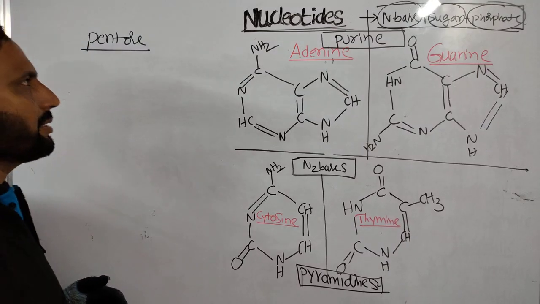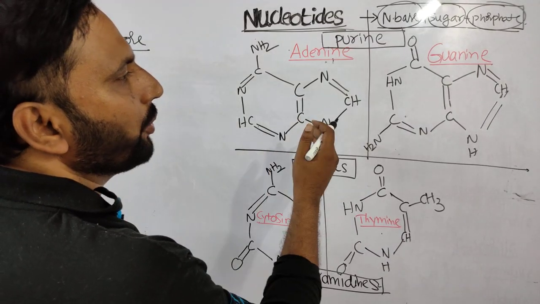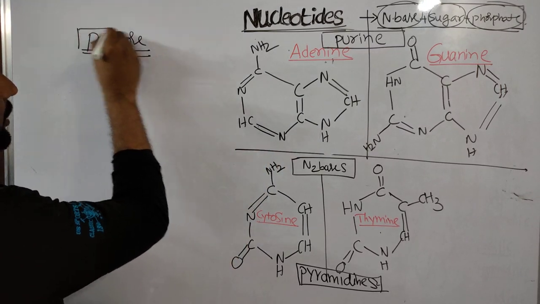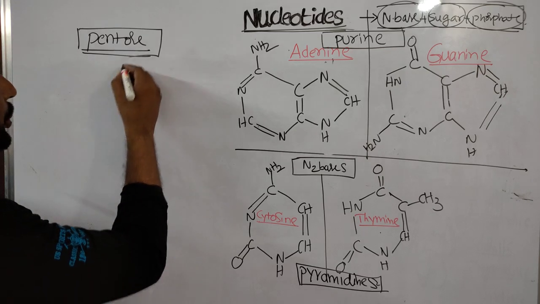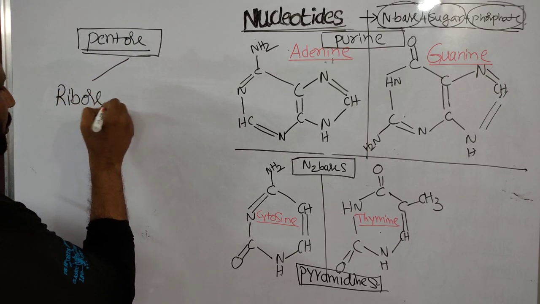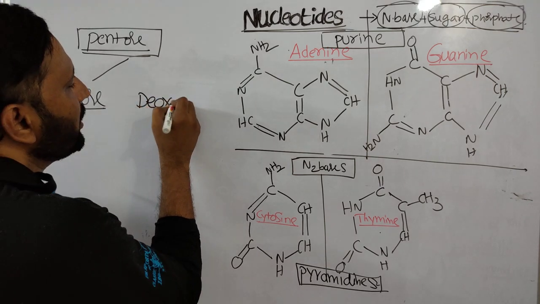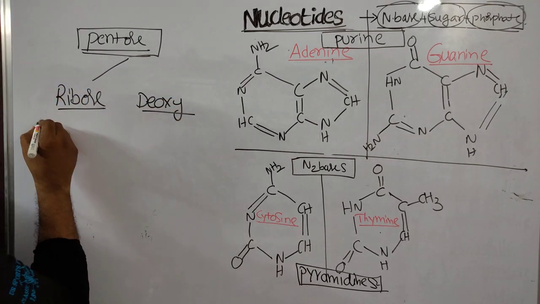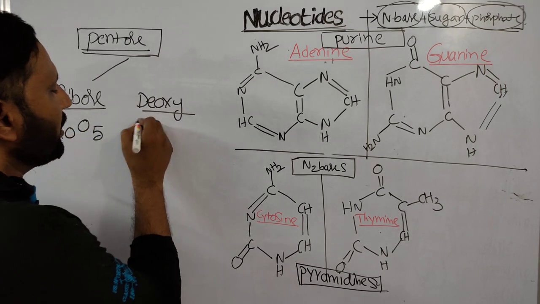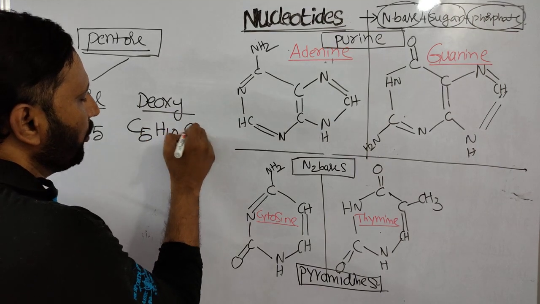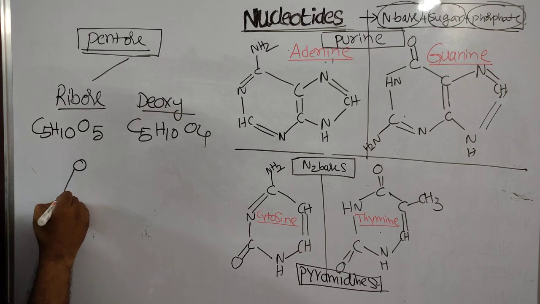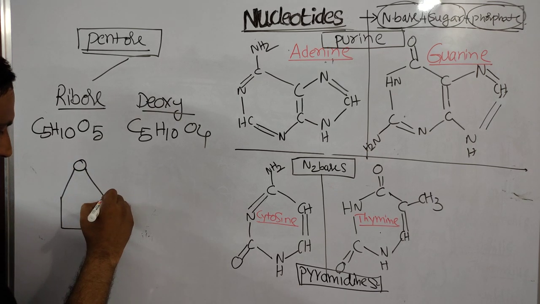Now nucleotides consist of sugar, nitrogen base and phosphate. Here especially the sugar is a pentose sugar. These pentose sugars are of two types: ribose sugar and deoxyribose sugar. Ribose sugar formula is C5H10O5. Deoxyribose sugar formula is C5H10O4.